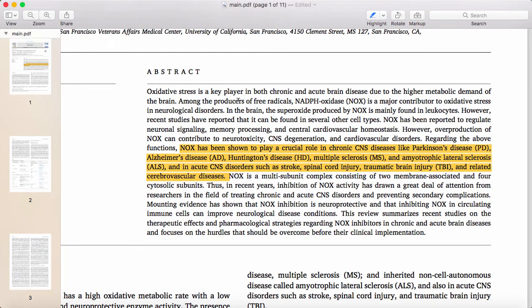So NOX, NADPH oxidase, enzyme, right? So we need to put that in the context of superoxide, which is the free radical that is produced by NOX, which is found in white blood cells, but can also be found in multiple other cells in the CNS and regulates all kinds of signaling, memory processing, and cardiovascular homeostasis. So very, very important enzyme.